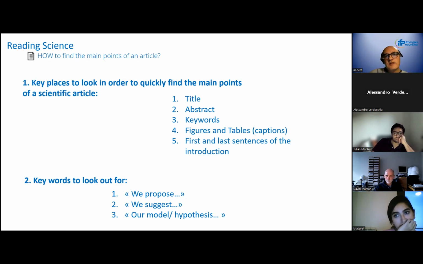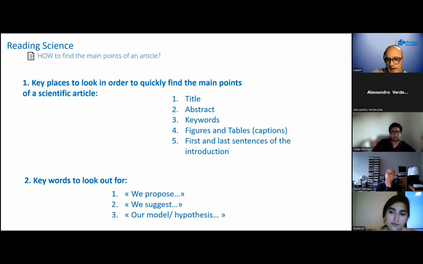I try to see what points are of interest to me. These points of interest, which help me decide whether I will download or save this article or not, are either in the title, the abstract, the keywords, the figures, or the first and last sentences of the introduction. And I will show you an example.